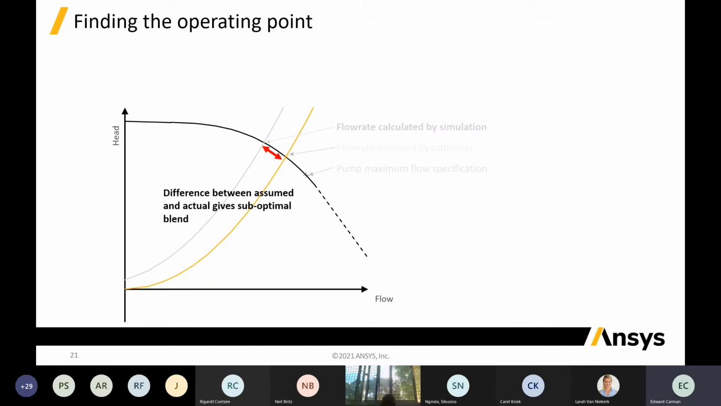And the situation we're trying to avoid is where the optimizer has assumed one flow rate, but it can't actually achieve that flow rate in the real world. And so we're trying to predict this and anticipate it and then re-optimize as we go.